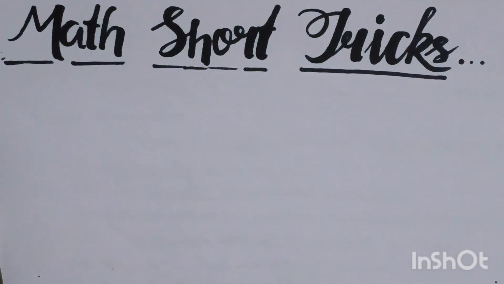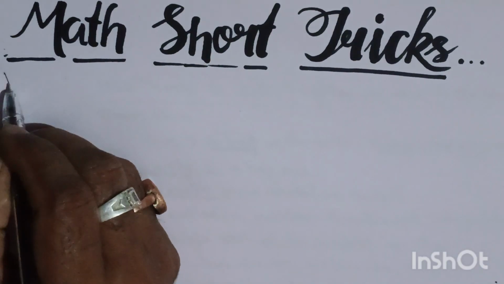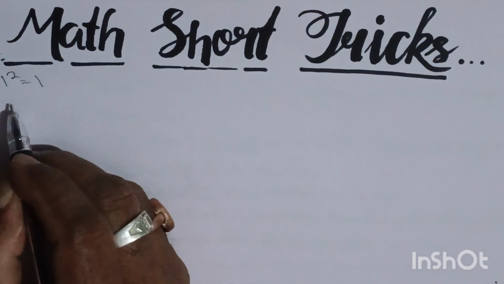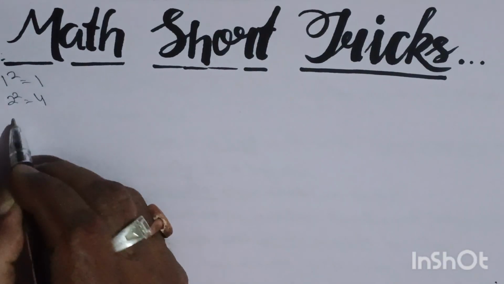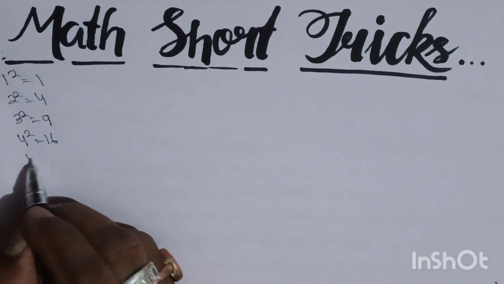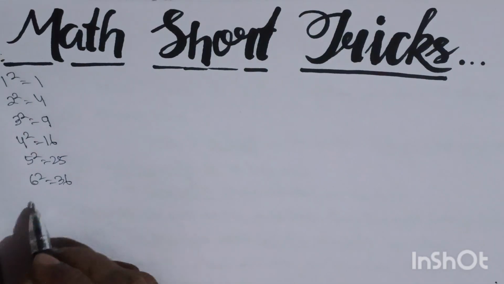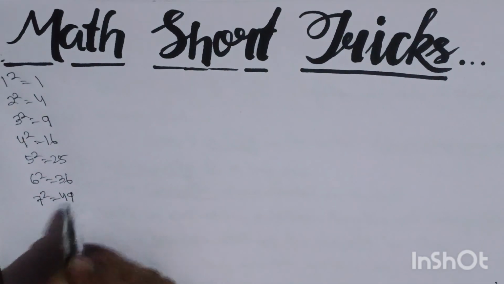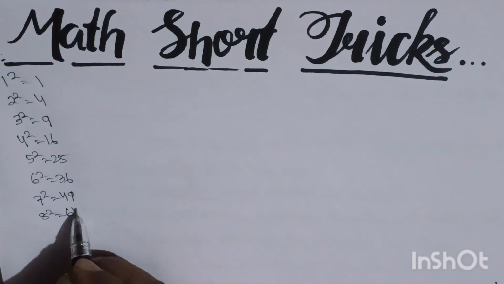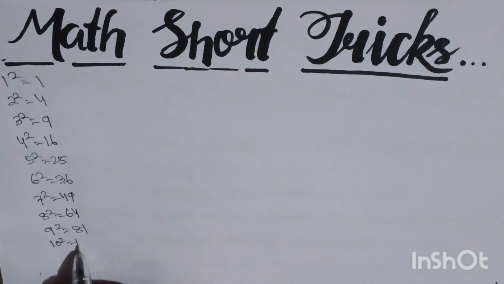and paper. Before going to the point, first of all, you have to remember the squares of the numbers from 1 to 25, such as 1 square is equal to 1, 2 square is equal to 4, 3 square is equal to 9, 4 square is equal to 16, 5 square is equal to 25, 6 square is equal to 36, 7 square is equal to 49, 8 square is equal to 64, 9 square is equal to 81, 10 square is equal to 100.